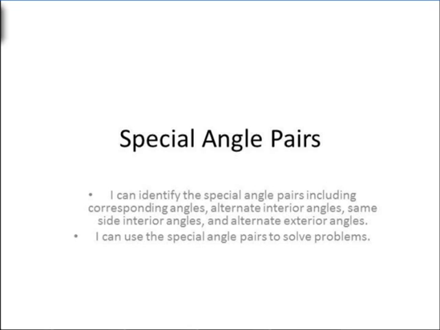Their relationships are really important, so understanding how they work with one another and what they're called is really important. We're going to talk about, and the list of them is right here, corresponding angles, alternate interior angles, same side interior angles, and alternate exterior angles. And then we're going to use our algebra skills and the facts about these kinds of angles to solve some problems.